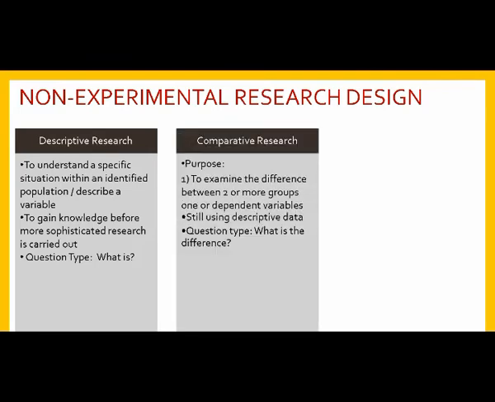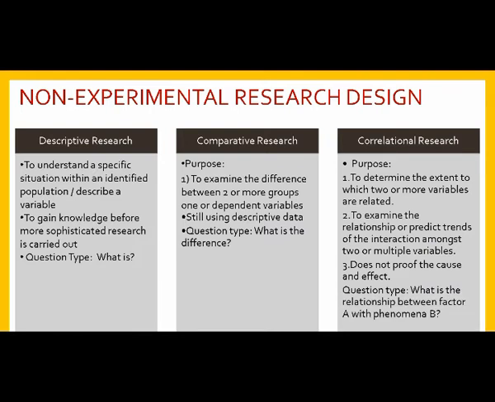Comparative research, on the other hand, examines the difference between two groups. It still uses descriptive data, and the question is usually concerned with identifying the difference of particular groups in relation to the dependent variable. For correlational research, the purpose is to examine the relationship among variables. It is important to note that correlational research does not aim to determine the causal effect between two groups of variables, but it only investigates the extent to which the two variables are related.